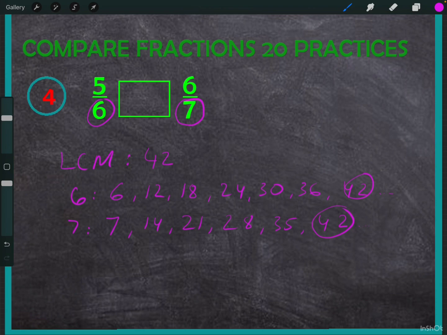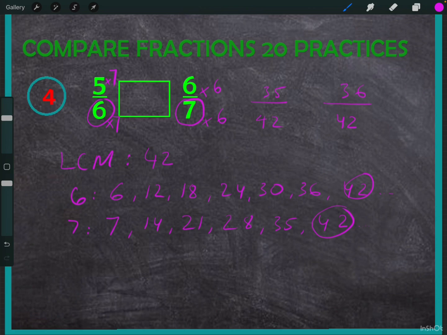From here, we will convert the two original fractions into two new fractions, with the denominator being the LCM, which is 42. For the first fraction, we must multiply 6 by 7 to get 42, and then we must multiply 5 by 7 to keep the fraction equivalent. 7 times 5 is 35. For the second fraction, we must multiply 7 by 6 to get 42, and also we must multiply the numerator by 6 to keep the fraction equal. 6 times 6 is 36.